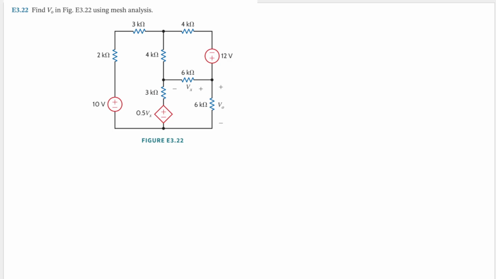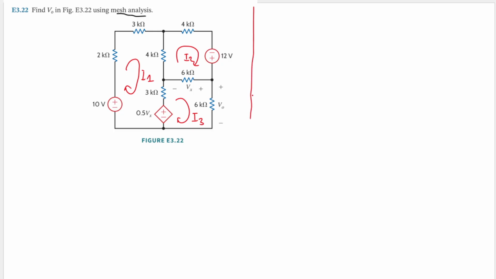So the question is: find V0 in figure E3.22 using mesh analysis. We are asked to use mesh analysis, so let's draw the loops. Let's name this loop I1, this loop I2, and this loop I3. Okay, that is good. We need to do KVL for each loop. Let's do exactly that.